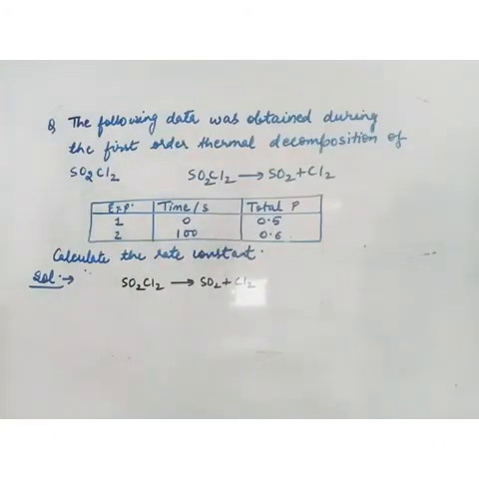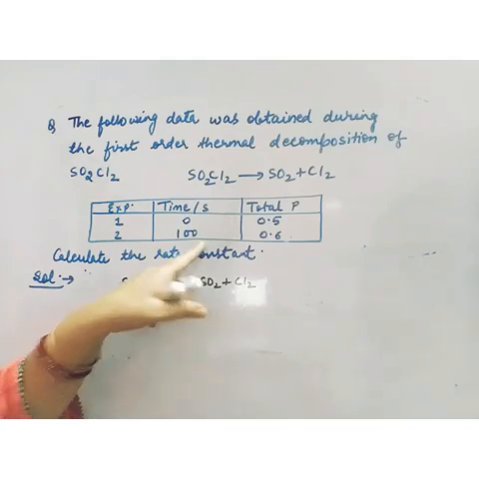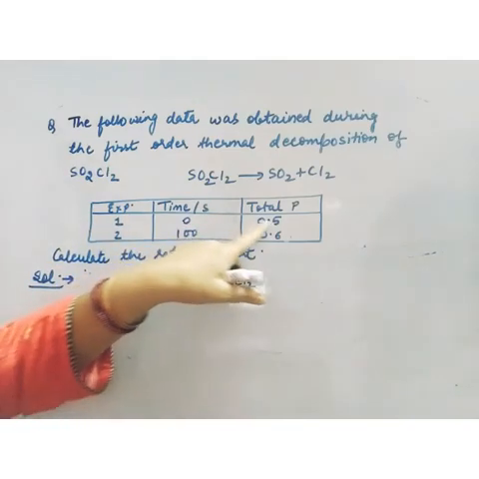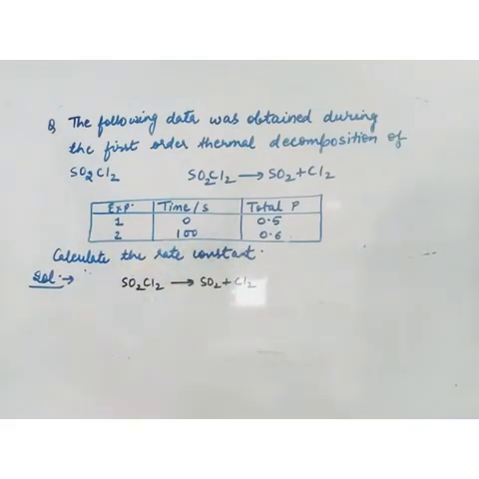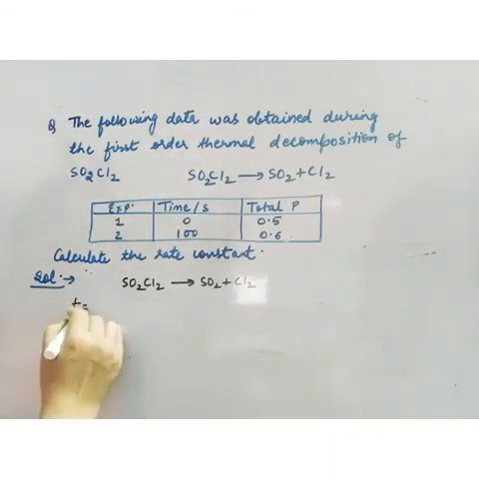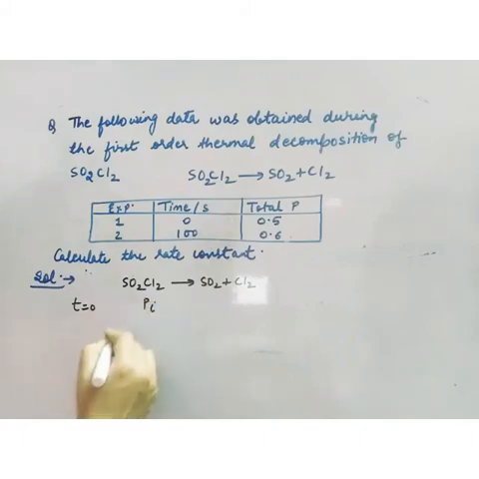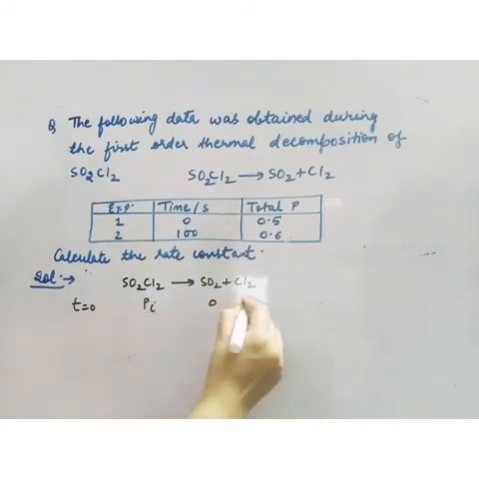Now the next is, the following data was obtained during the first order thermal decomposition of SO2Cl2, and this chart is given to us that when time is 0 the total pressure is 0.5, when time is 100 the total pressure is 0.6, because in a gaseous reaction pressure is given to us instead of concentration. So this is the reaction. Suppose that at t equal to 0, the initial pressure is Pi. Now this will be 0, 0, because at that time products are not formed.